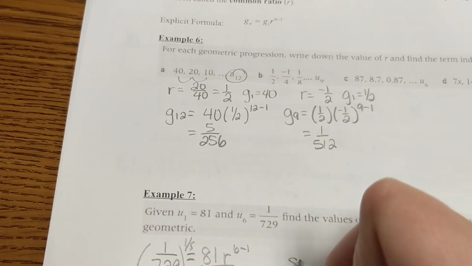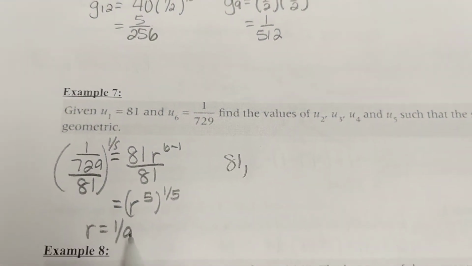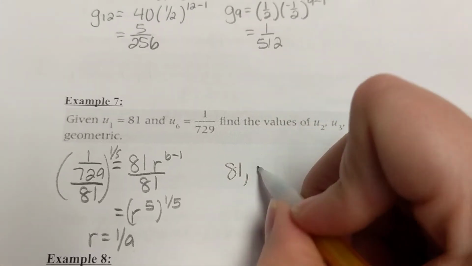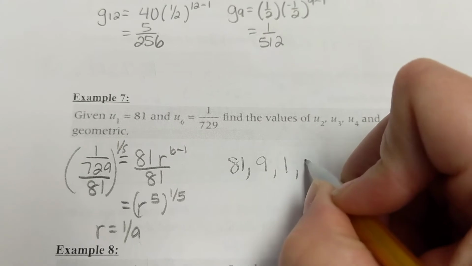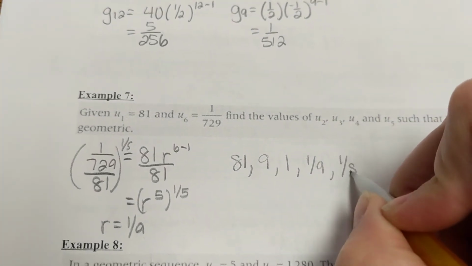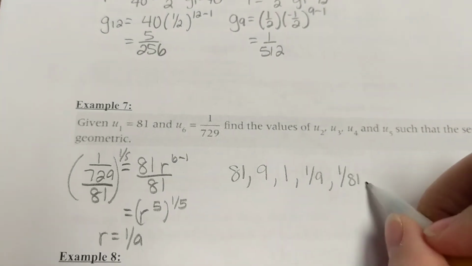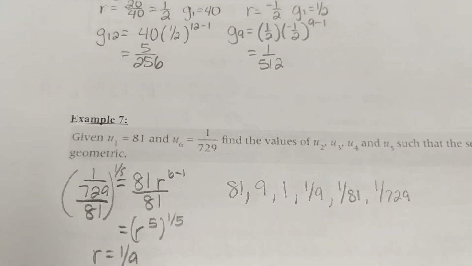So I know the first term was 81. So what that actually tells me is just keep dividing by 9. So I get 9 divided by 9 is 1. Divided by 9 is 1/9. 1/81st. And then 1/729.